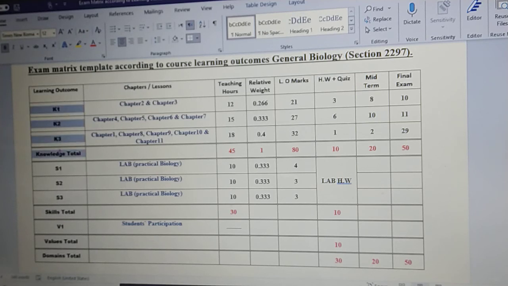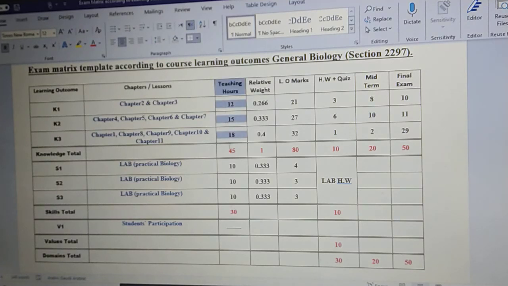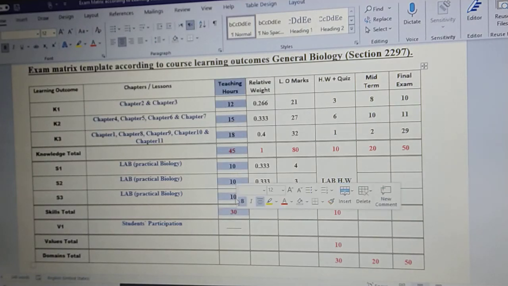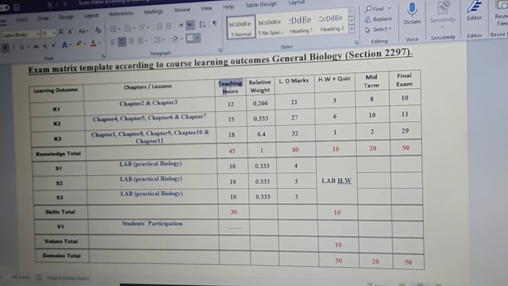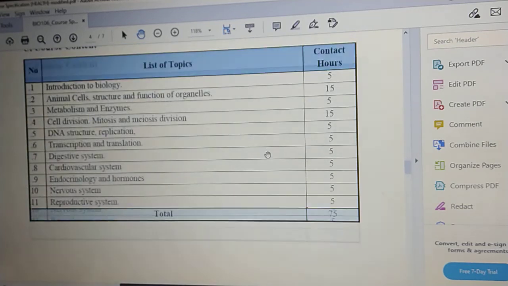And also, I will find the relationship between the course learning outcomes of knowledge, the course learning outcomes of skills, and also of values. Then I have to know the teaching hours of each course learning outcome. From where can I get this data? Of course, from the course specification.